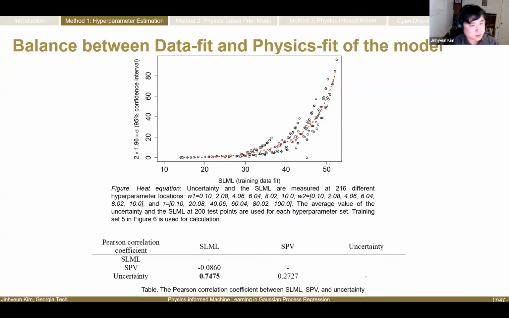We calculate the Pearson correlation coefficient, which calculates the linear correlation between the different vectors. And there is a high correlation between the data fit, SNLML, and the uncertainty information. By penalizing with physics-based knowledge, we know that we can reduce the overfitting problems by lowering the SNLML value, which means that we can also reduce the uncertainty as well.